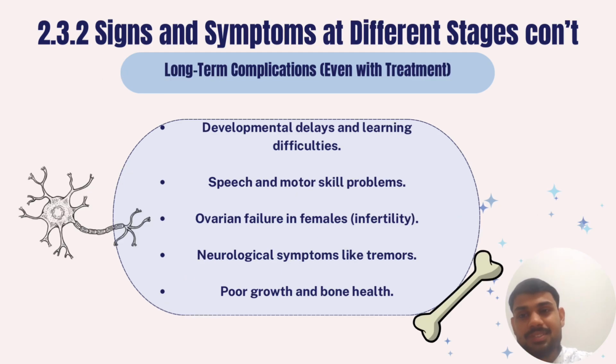The third one is long-term complications, even with treatment. Even after early treatment with a galactose-free diet, some long-term effects will still happen. This includes speech delay, learning problems, and motor coordination issues. Some girls may also face ovarian failure, leading to infertility. Some people also experience growth issues and emotional challenges like anxiety and depression.